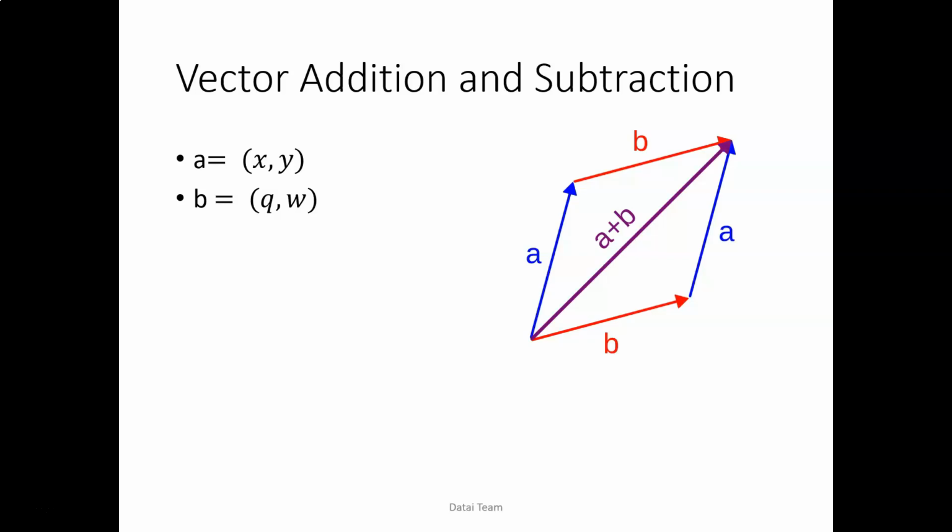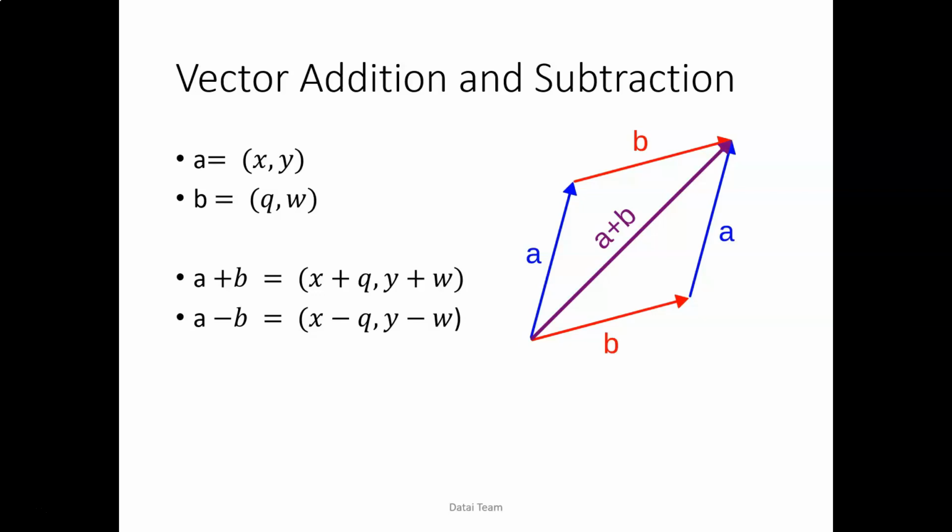And you can also find this numerically. So let's say that we want to do A plus B. We would do Q plus X or X plus Q. It's the same because we are adding the X coordinates, then we add the Y coordinates, y plus w will give us the new y value.